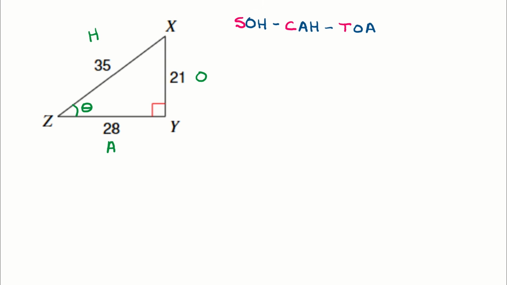So remember, let's start with sine. Sine is equal to opposite over hypotenuse. In this case, opposite side is 21, and the hypotenuse is 35. Simplify this by thinking about what these numbers are both divisible by. In this case, they're both divisible by 7. 21 divided by 7 is equal to 3. 35 divided by 7 is equal to 5.